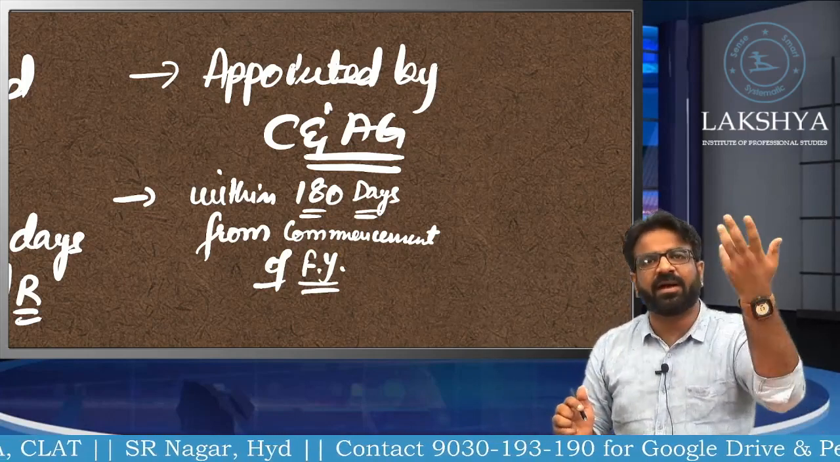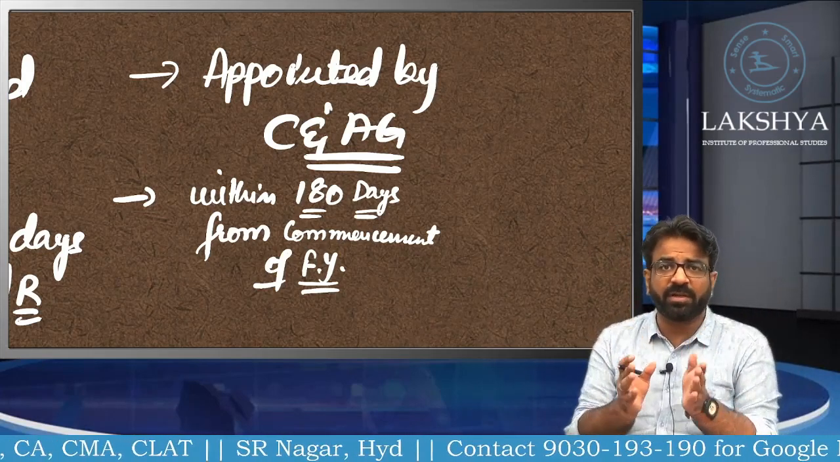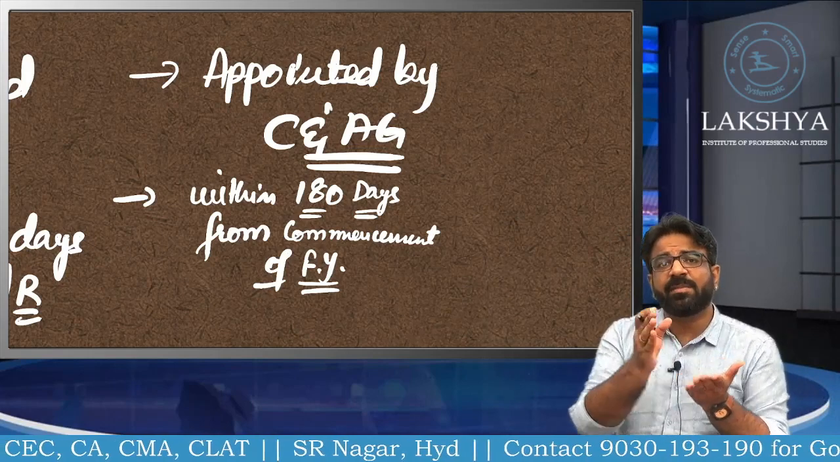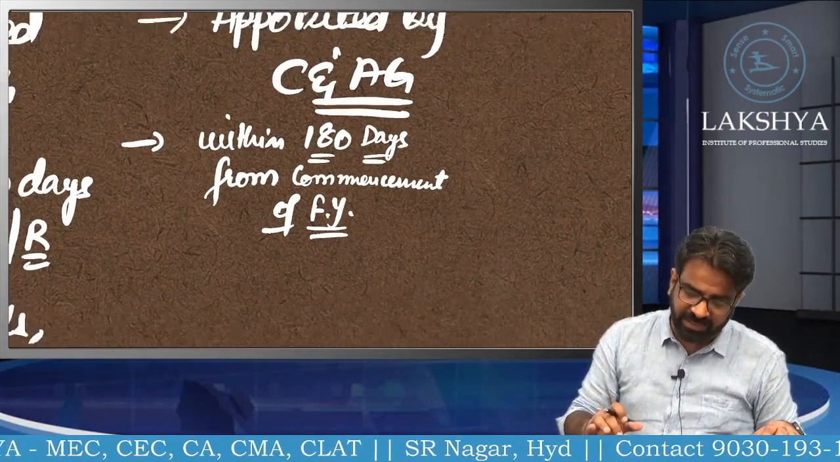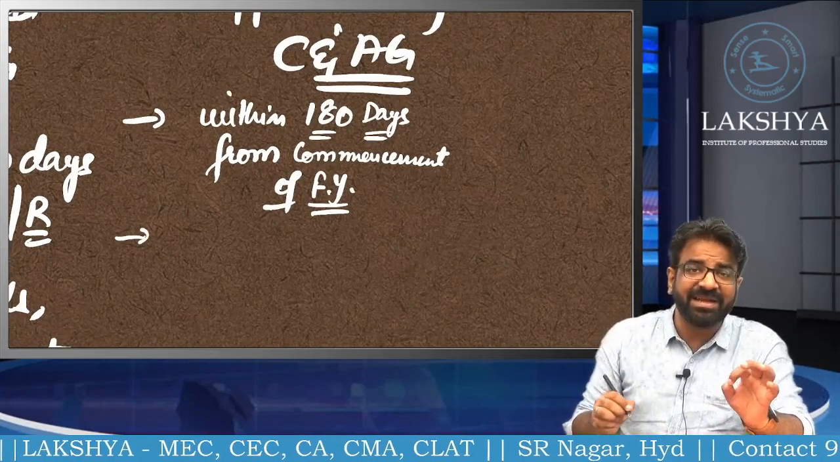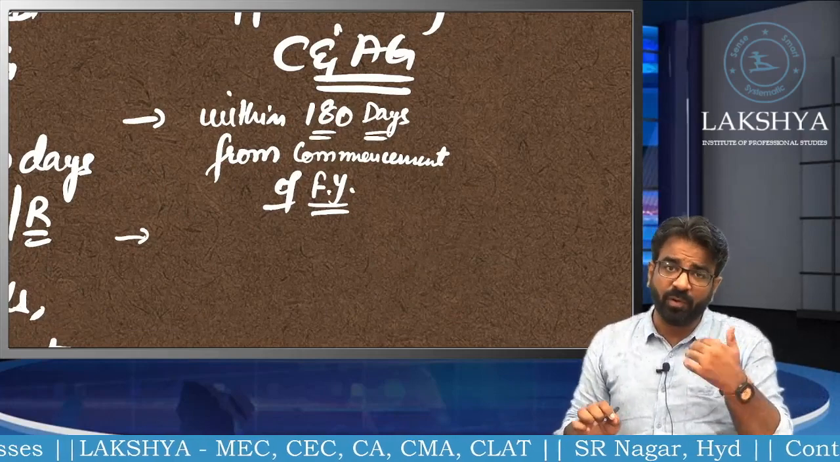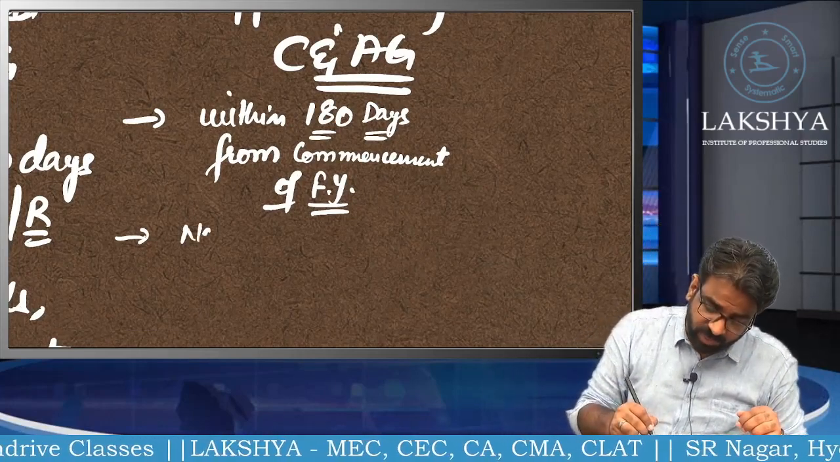Obviously audit will start after the completion of a financial year, but you have to appoint the auditor within 180 days from the commencement of financial year. Who will appoint? Again, government company means what? C&AG. Right, sir? So within 180 days. Now the next question is, sir, is there any delegation? Whether board of directors can appoint or whether the shareholders can appoint? Answer is no delegation.